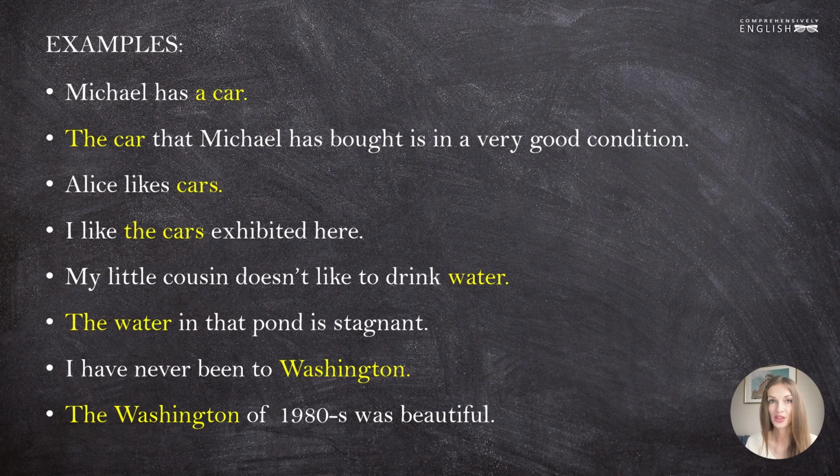Why do we then use the before Washington in this sentence? Here, the proper noun Washington receives the because the speaker wants to stress a particular period of the city's existence. The speaker is not speaking about Washington in general. He or she is speaking about a particular Washington, about that particular Washington of the 1980s that he or she saw. In such situations, proper nouns can take the definite article the. We'll speak about the with proper nouns in a separate video.